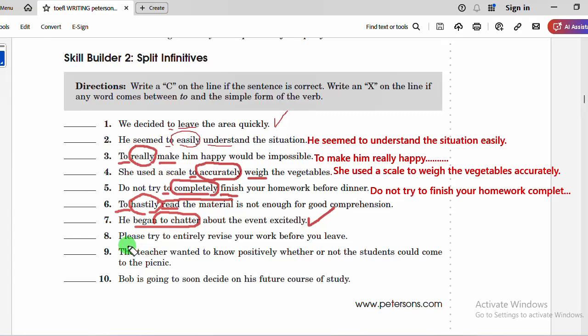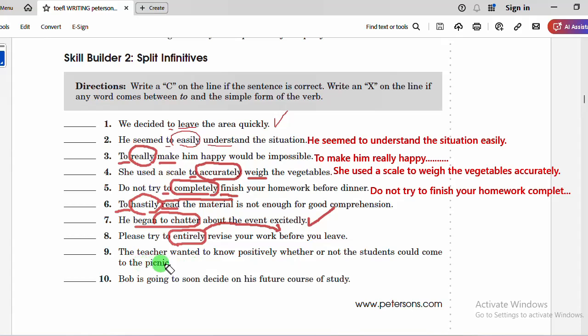Sentence number 8. Please try to entirely revise. Here I have a problem with the position of the adverb entirely. So we need to move it away in order to avoid that split infinitive. So we can say, please try to revise your work entirely before you leave. So the right position for the word entirely will be just after the noun work here. So again, it will be please try to revise your work entirely before you leave.